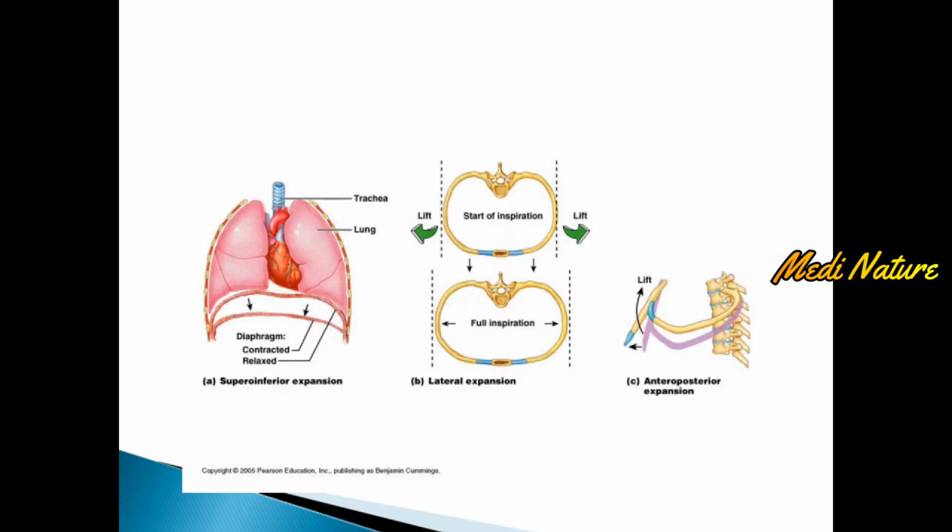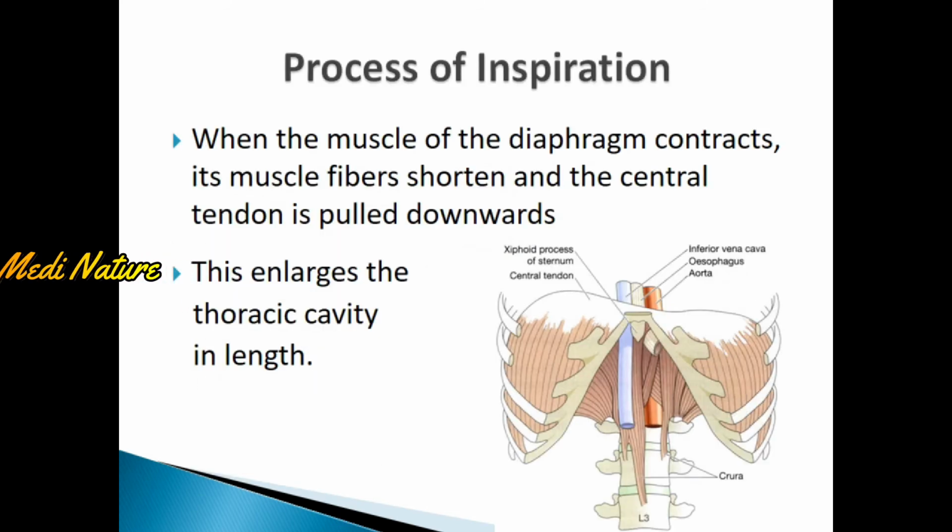This picture also gives you the idea how the anteroposterior expansion of thoracic cavity occurs due to this unique shape of rib, that when it moves upward, it also moves outwards. And also you can see the lateral expansion of the thoracic cavity as well as the superior inferior expansion of the thoracic cavity. Let's see what happens to the diaphragm during process of inspiration.